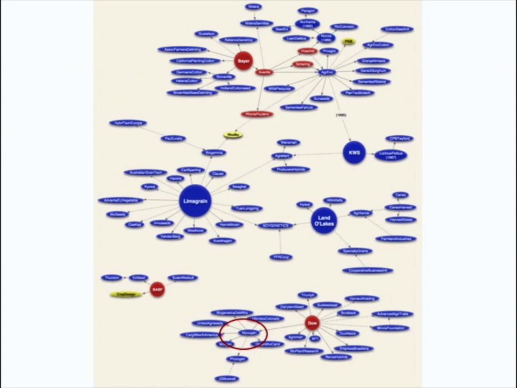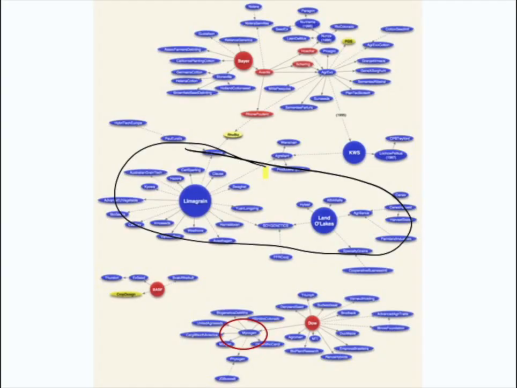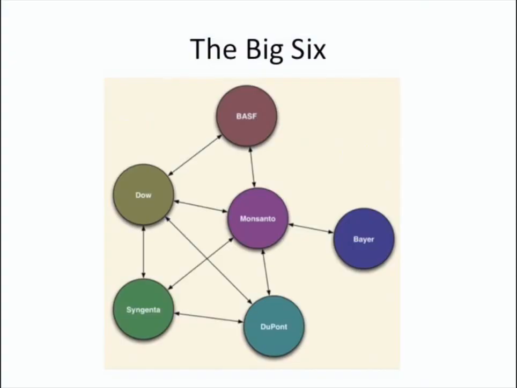Here you see Bayer listed at the top, Dow at the bottom, and again the companies that they acquired. In the middle are Lindgren and Land O'Lakes. Circle those now. Those are 2 cooperatives. Land O'Lakes is a U.S. cooperative. Lindgren is a French cooperative, and they stand outside the big 6 as farmer-owned cooperatives. So here you see the big 6 life science companies or seed companies listed.